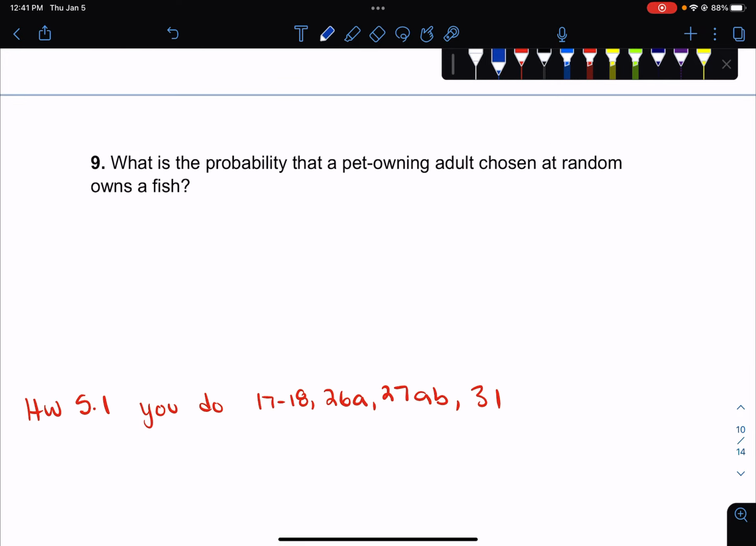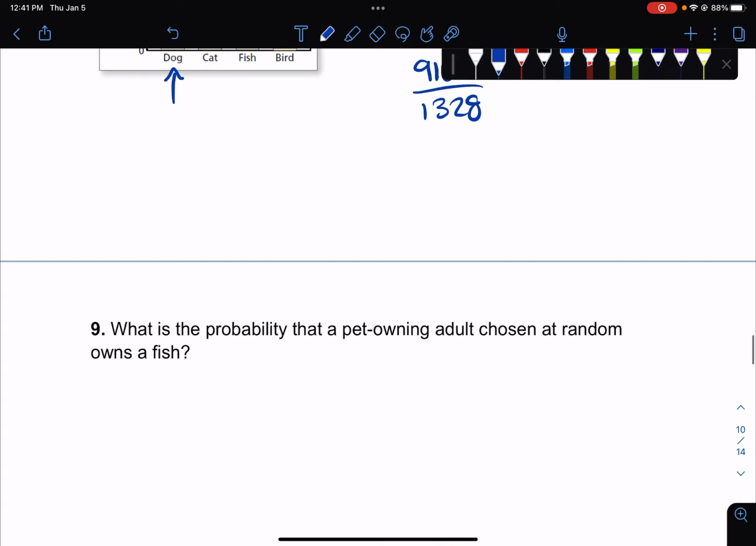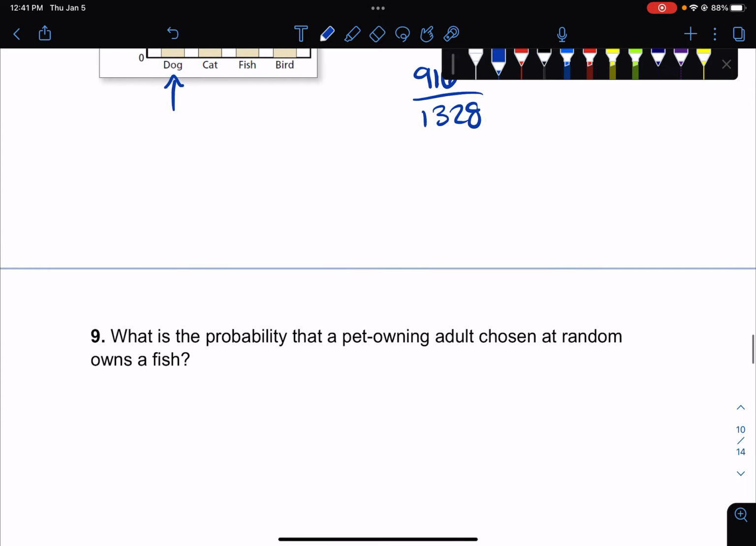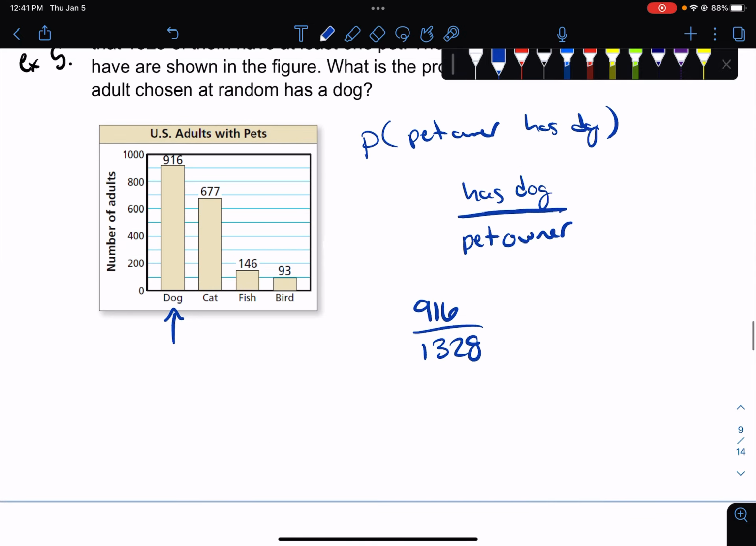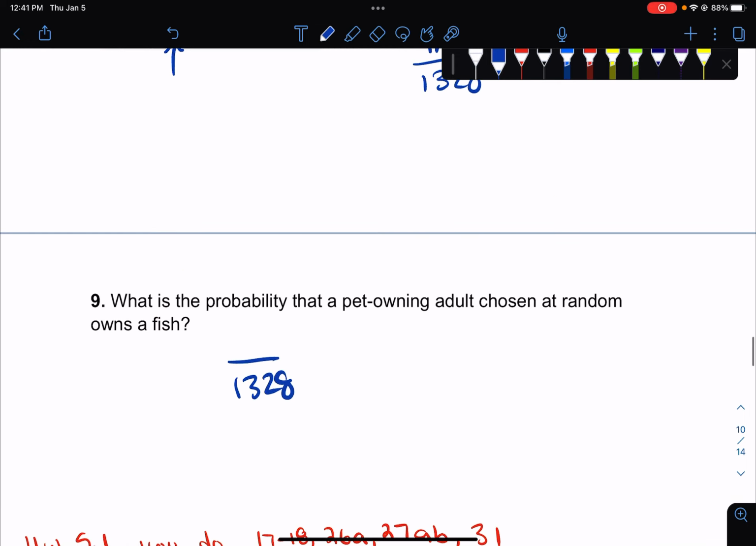What is the probability that a pet-owning adult owns a fish? So same thing, I'm only looking at the pet-owning adults, so they go on the bottom, but on top is the number of fish owners, which is 146. That's how many out of 1,328 own a fish.